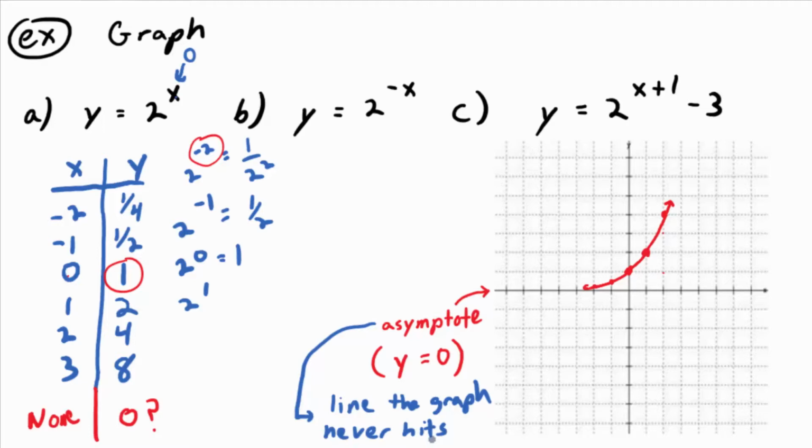Okay. So that's the graph of y equals 2 to the x. Does that make sense to you? So we just plotted points and connected the dots, and then we noticed something new, an asymptote. I don't think we've talked about asymptotes before.